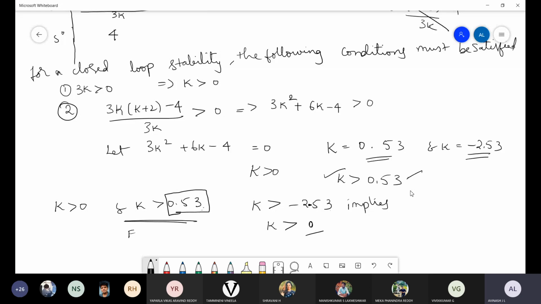So for closed loop stability, the k value must be greater than 0.53, because we take the highest positive value into consideration. Since k must be positive, it should be greater than 0. All conditions hold good if k is greater than 0.53. Here we will get only positive values, and once we get positive values, we can say that the system is stable.